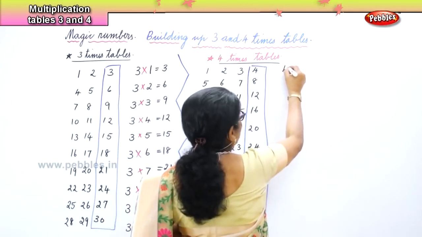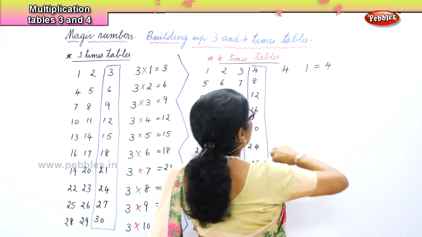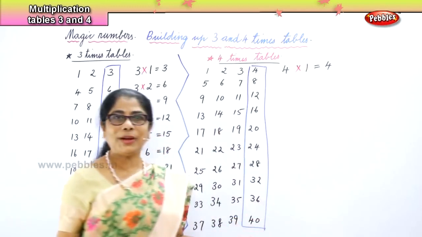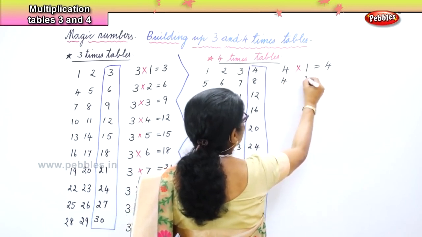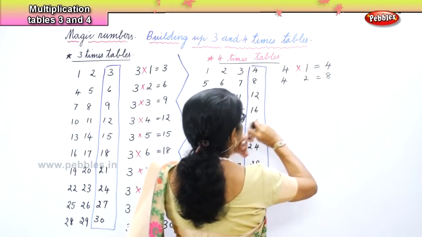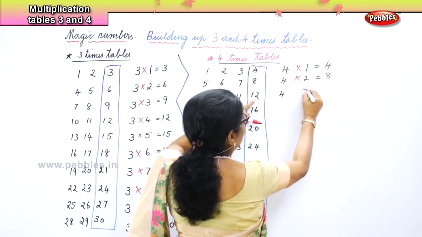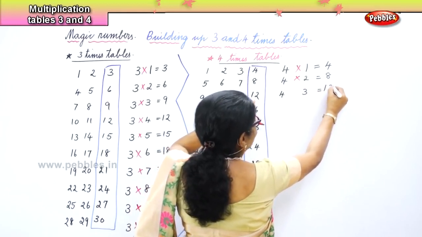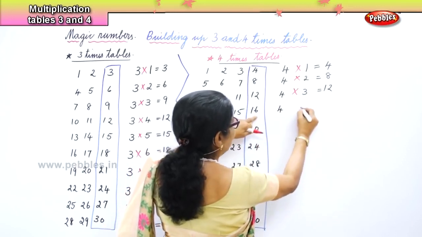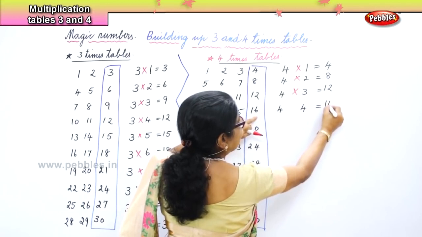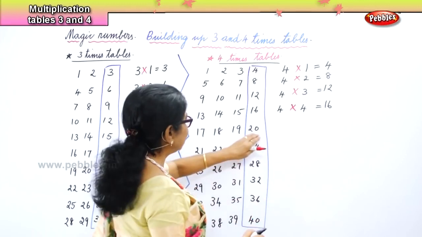Now let's look at that. 4. How many times? 4 ones are 4. Okay? 1 time. 4 ones are 4. We got the tables. Next we have 4 twos are 8. And we got the sign. Next, 4 threes are 12. Next, 4 fours are 16. And you put the sign here. You see how easily we build the 4 times table?